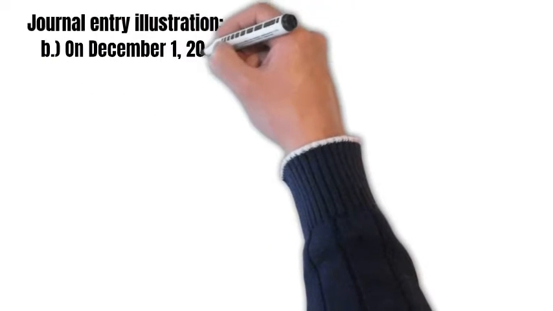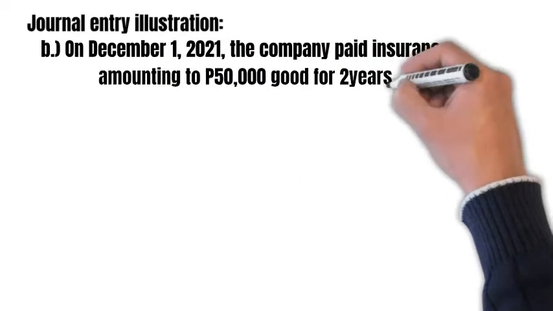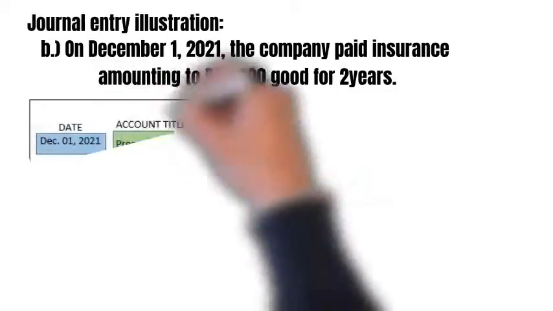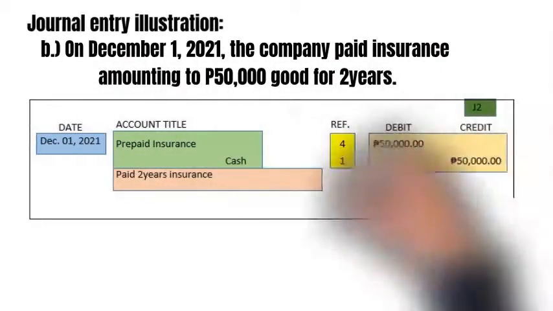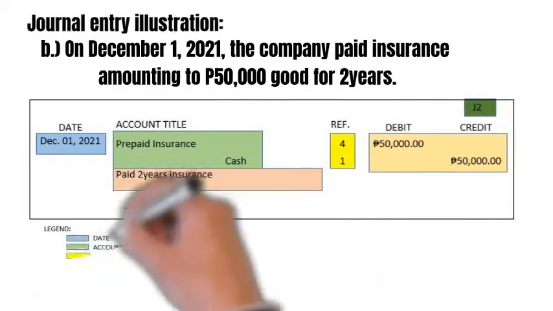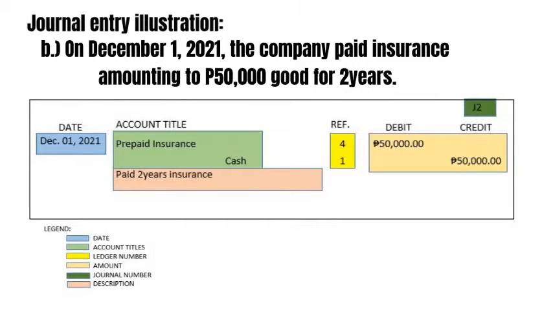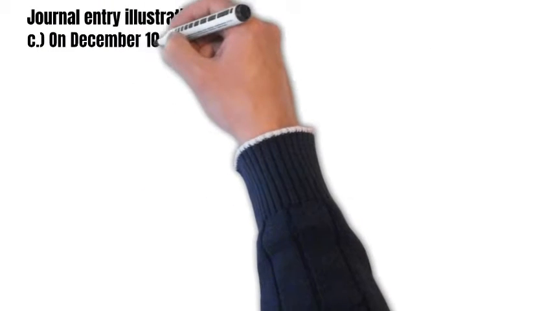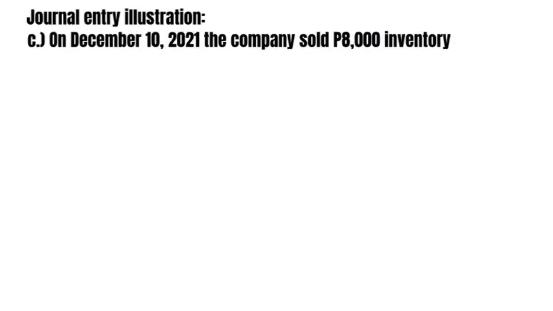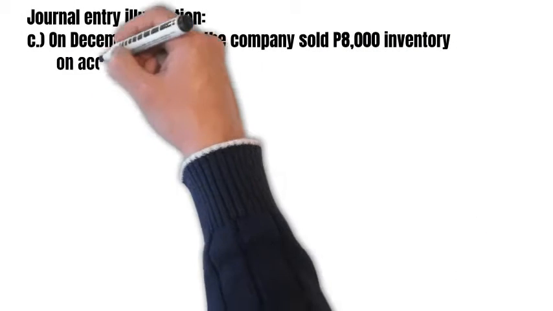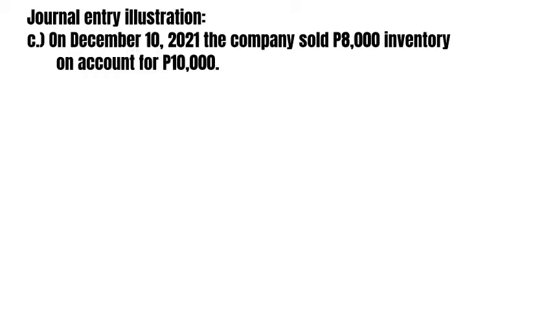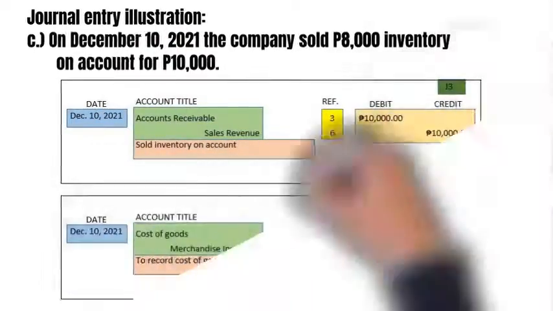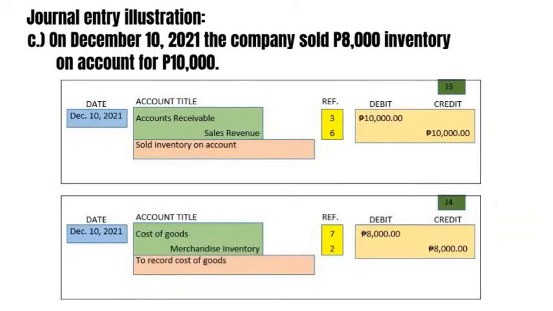On December 1, 2021, the company paid insurance amounting to 50,000 pesos, good for 2 years. On December 10, 2021, the company sold 8,000 pesos inventory on account for 10,000 pesos. For illustration C, we will make 2 journal entries: first the recognition of sales revenue and second, to recognize the cost of goods sold.